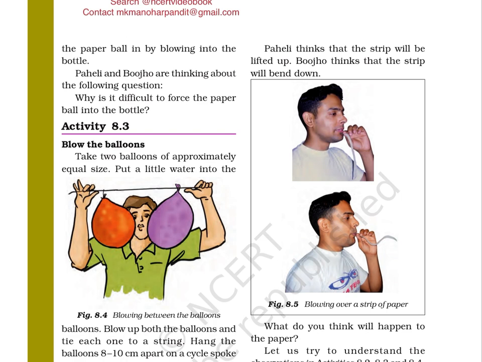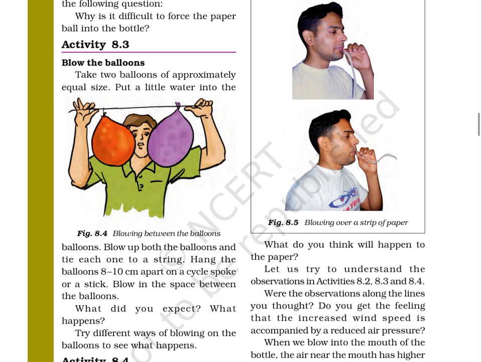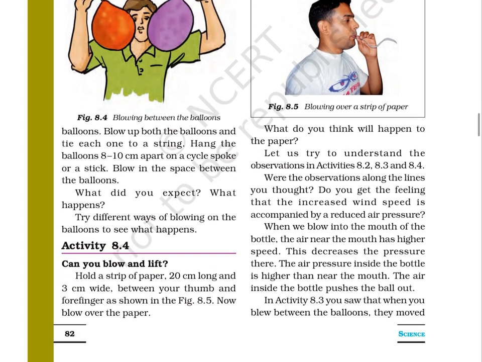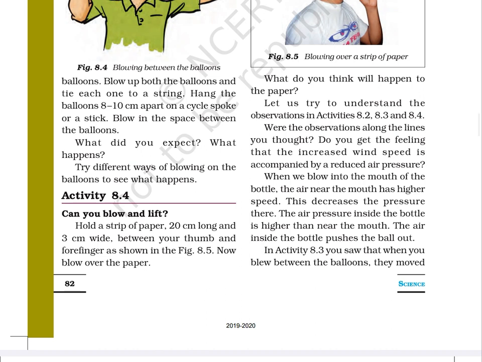Activity 8.3. Blow the balloons. Take two balloons of approximately equal size. Put a little water into the balloons. Blow up both the balloons and tie each one to a string. Hang the balloons 8 to 10 centimeters apart on a cycle spoke or a stick. Blow in the space between the balloons. What did you expect? What happens? Try different ways of blowing on the balloons to see what happens.